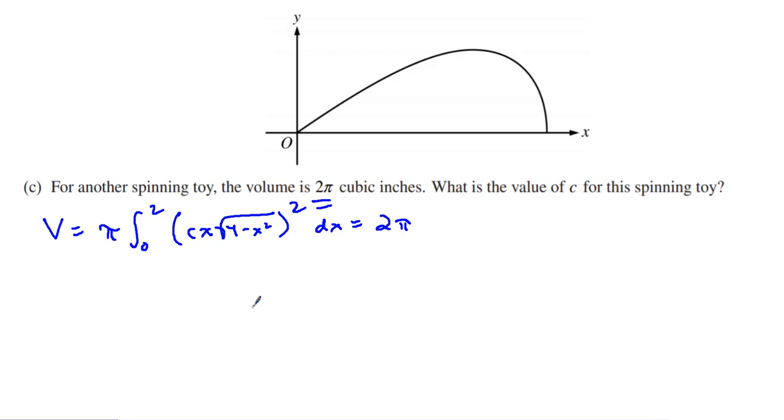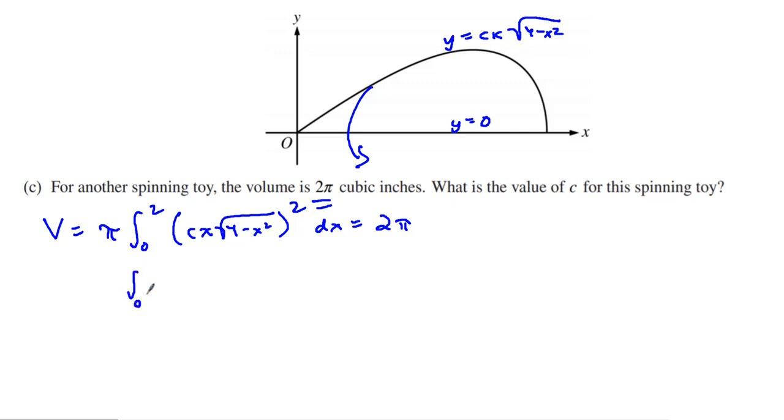And so let's think about this. Logically, what happens here is this function, y equals cx times the square root of 4 minus x squared. I need to square that. This is the equation for the volume as we rotate it about the x-axis here. So I need to square everything in here, and I need to divide the pi on this side.